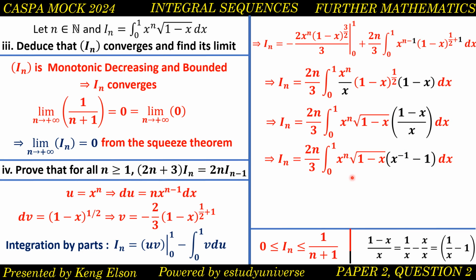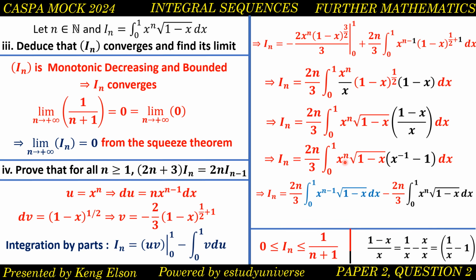Now let us distribute this x to the n and also the integral. The 2n on 3 is a constant, so it multiplies both terms. So 2n on 3 will multiply the integral from 0 to 1. If I multiply x to the n times the square root of 1 minus x with x to the negative 1, I will just need to combine the two x's that have the same base. So I'm just going to add their powers. Taking n plus negative 1 is the same as taking n minus 1. So this is the first integral.